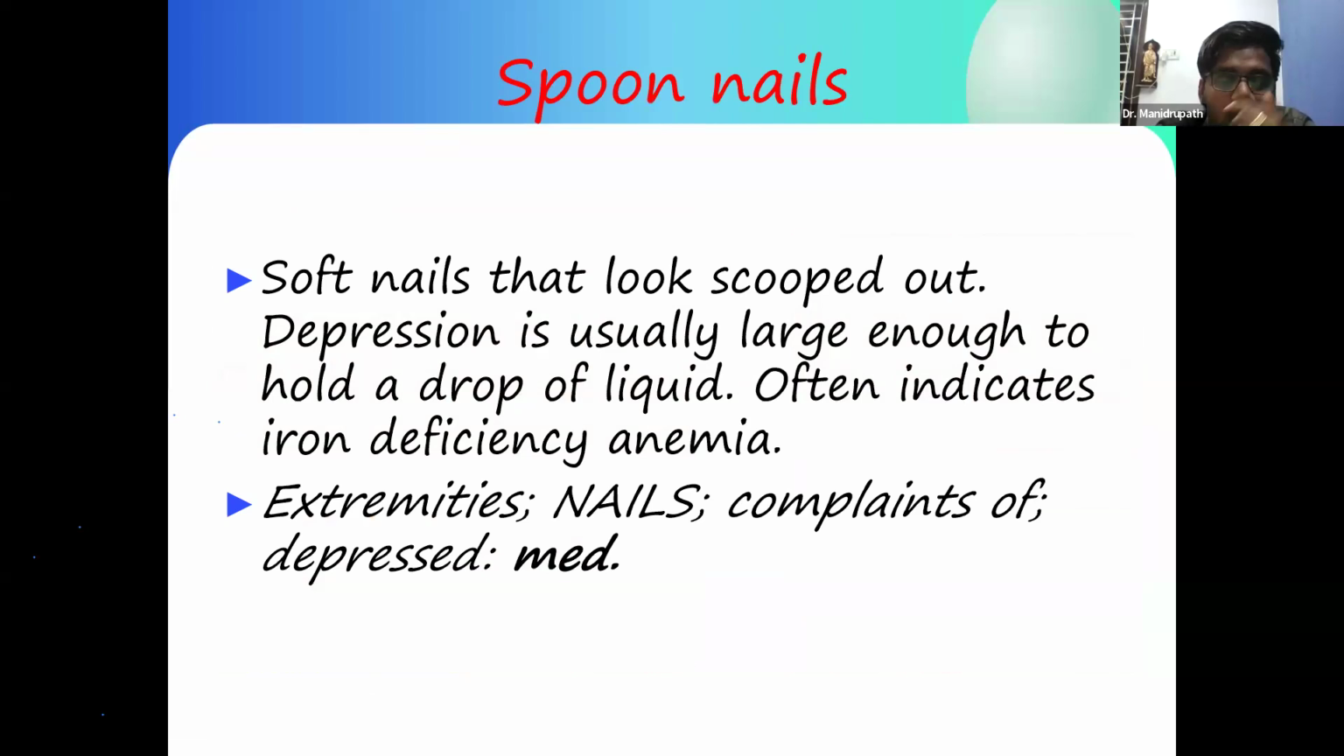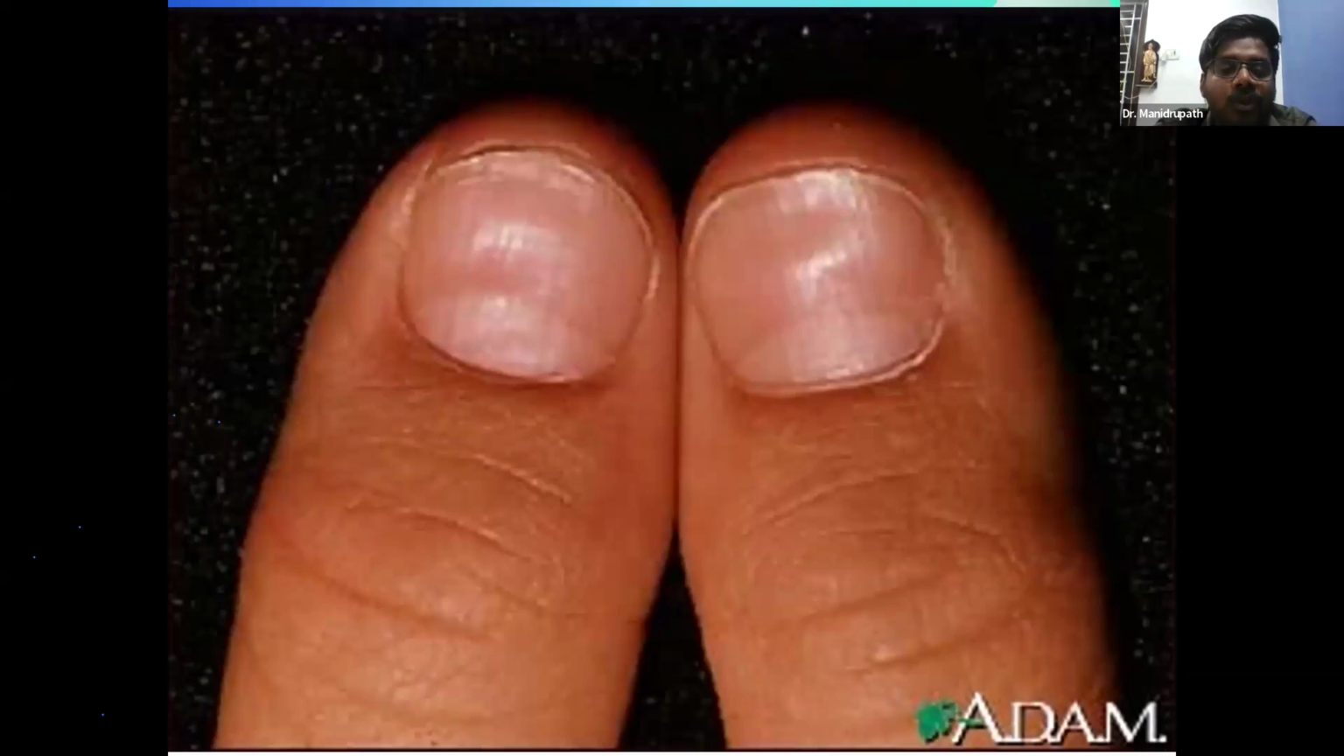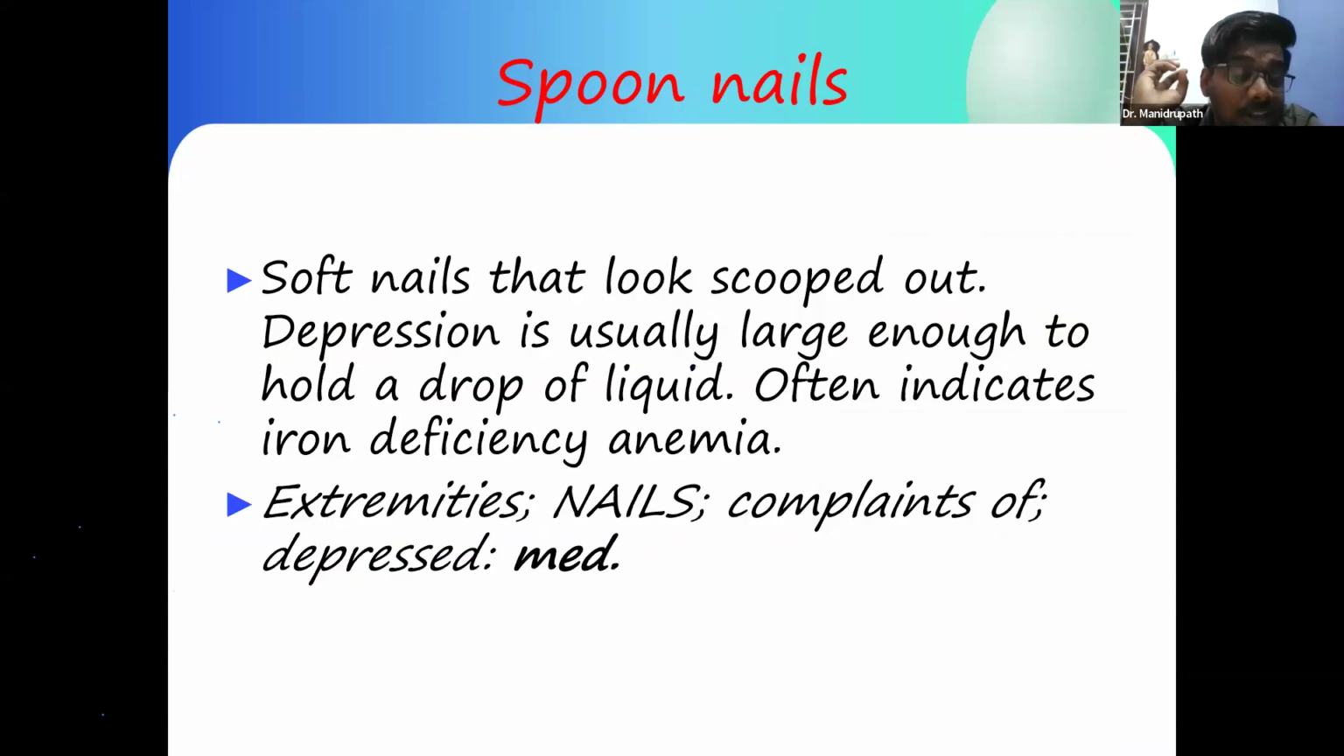Next, coming to spoon nails. Soft nails that look scooped up. The depression is usually large enough to hold a drop of liquid, and often indicates iron deficiency anemia. Extremities, nail complaints, depressed is Medorinum. As I previously said, this is the same. They are more of spoony nails. This is the picture you can see. A lot of spoony nails with a history of iron deficiency anemia, with a history of Medorinum-like complaints, past history of frequent UTI, or present history of recurrent renal calculi. Medorinum is your remedy. Or you have the suppressed gonorrheal symptoms.